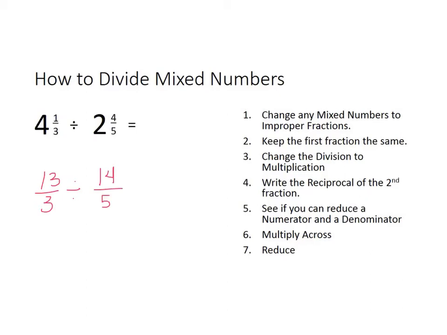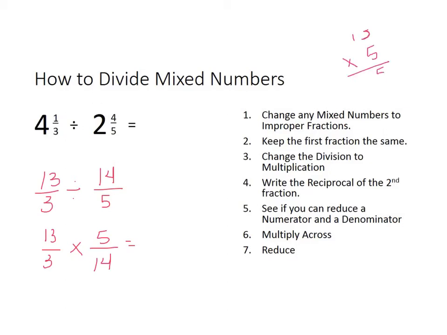Now, step 2, keep the first fraction the same. Change the division to a multiplication and write the reciprocal of the second fraction. Now we look and see if you can reduce a numerator and a denominator. I don't believe we can, so we're going to go ahead and multiply across. I'm going to come up here to the top in my little work area. I didn't leave me much of a work area. We're going to take 13 times 5.